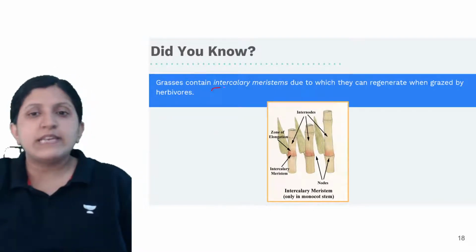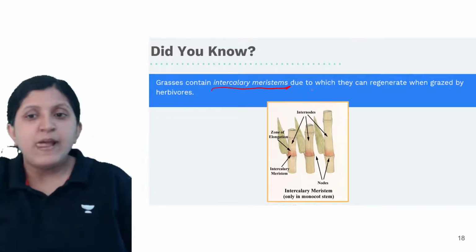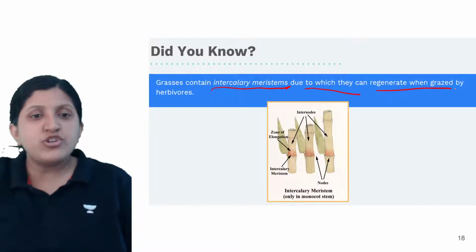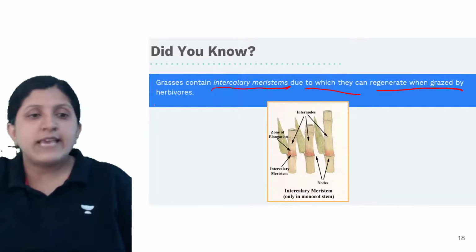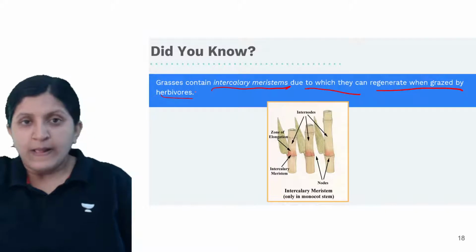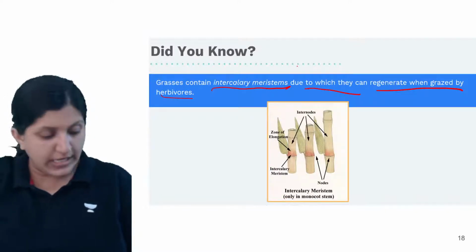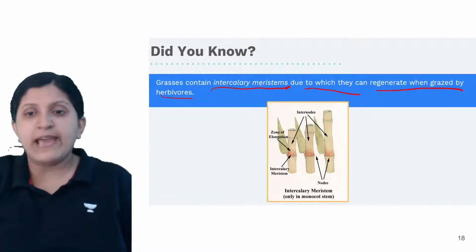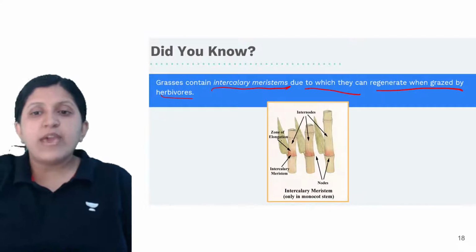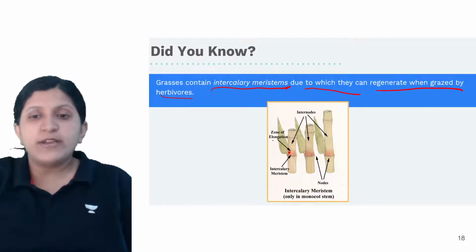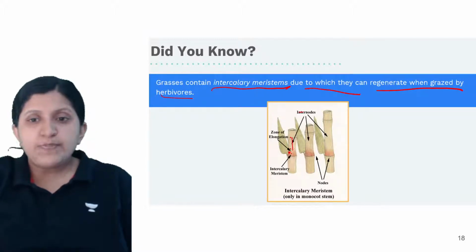So grasses contain intercalary meristem, due to which they can regenerate when grazed by a herbivore. Herbivores are the ones who eat these products, that is the agri products. Now you can see zone of elongation is mentioned, and here internodes is mentioned, that is between the two nodes. So this space, what is this?